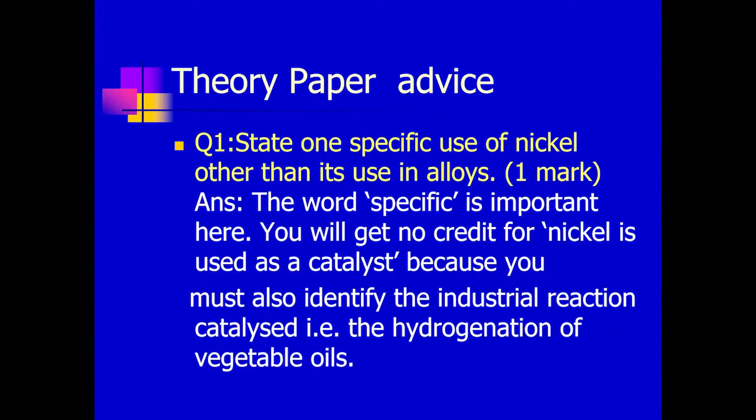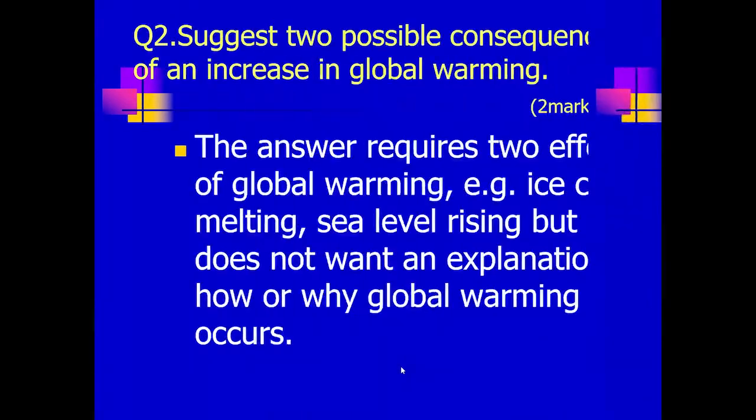Theory paper advice: state one. If you get a question like, state one specific use of nickel other than its use in alloys, the word specific is important here. You will get no credit for saying nickel is used as a catalyst, because you must also identify the industrial reaction catalyzed. So, nickel is used in the hydrogenation of vegetable oil. You have to specify the use of the nickel.